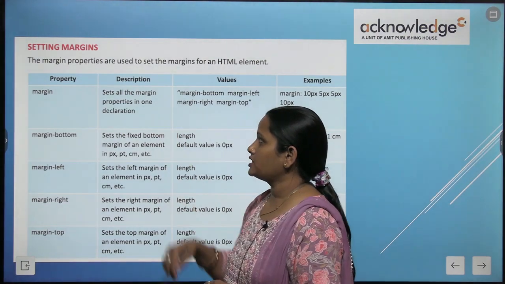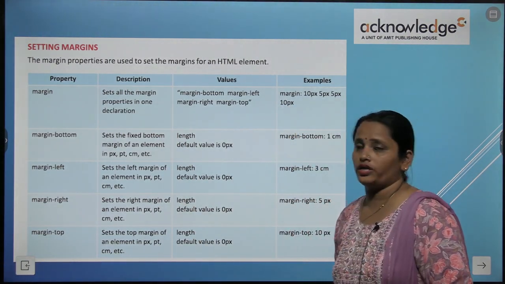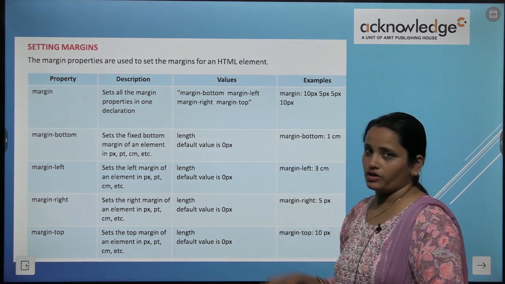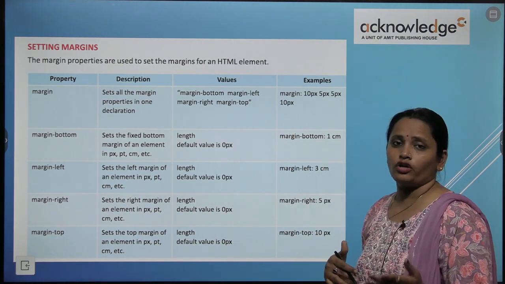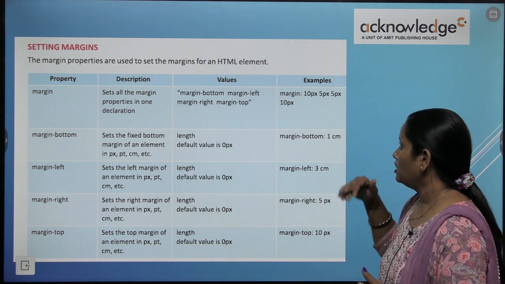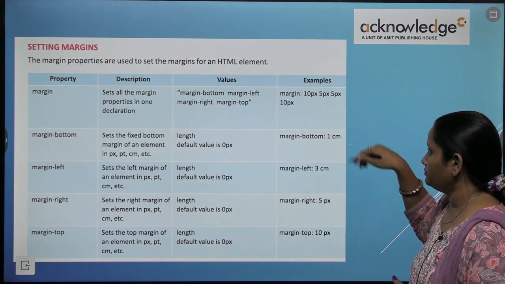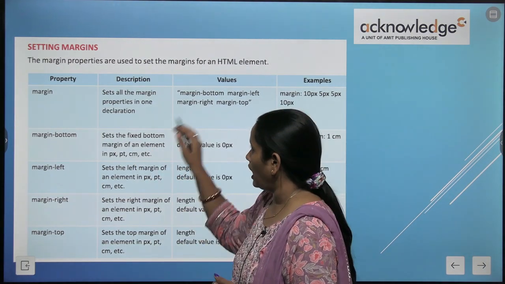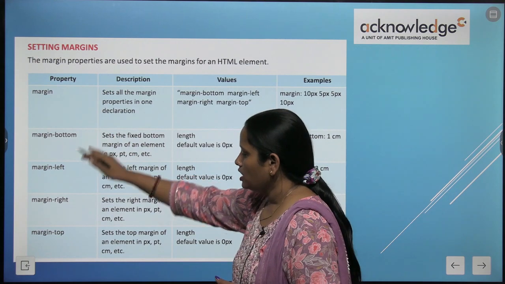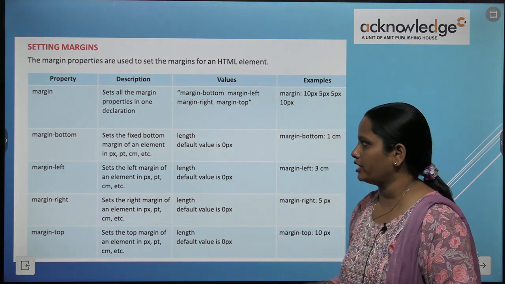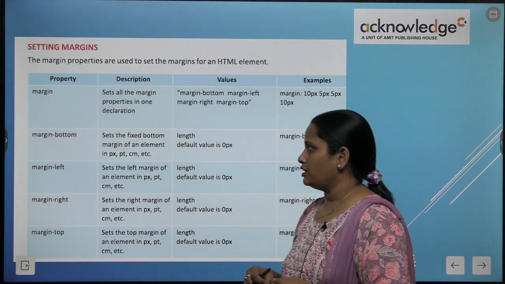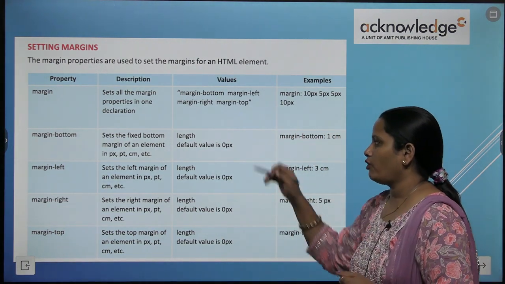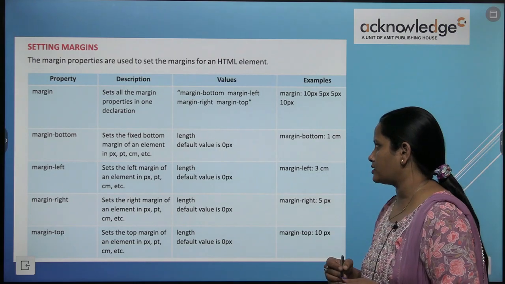Margin sets all the margin properties in one declaration, and the value is margin bottom, margin left, margin right, or margin top. Wherever we want the margin, that can be inserted. Now here an example is given. We are inserting the margin. Next is margin bottom, which will insert the margin at the bottom, and the value is length, default value is 0px.